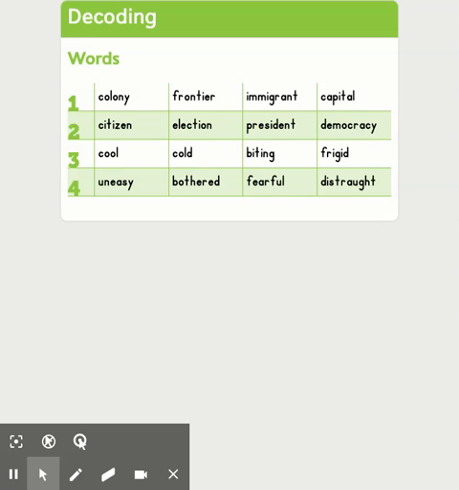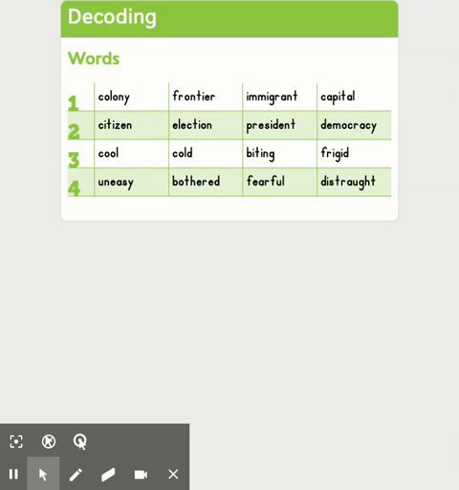Line 3 is all about being cold, right? So these are 4 words that represent various degrees of coldness. The first one is the least cold, and that would be cool. Then after that, we have cold, right? So cold is colder than cool.